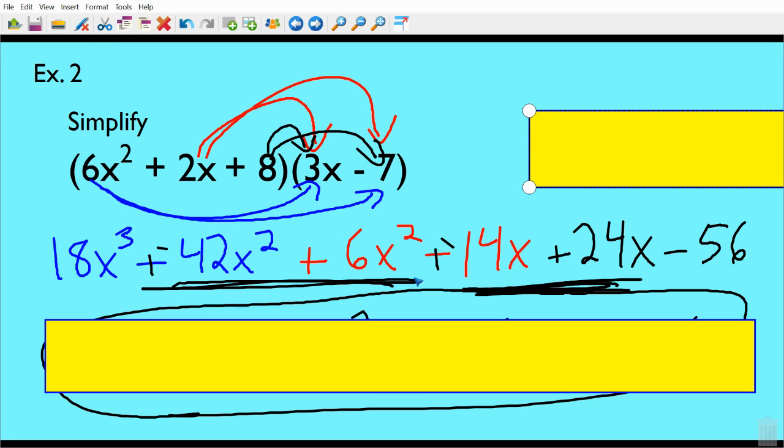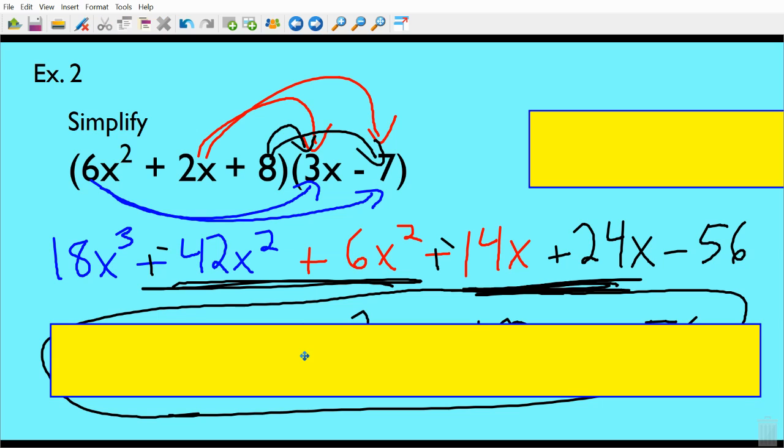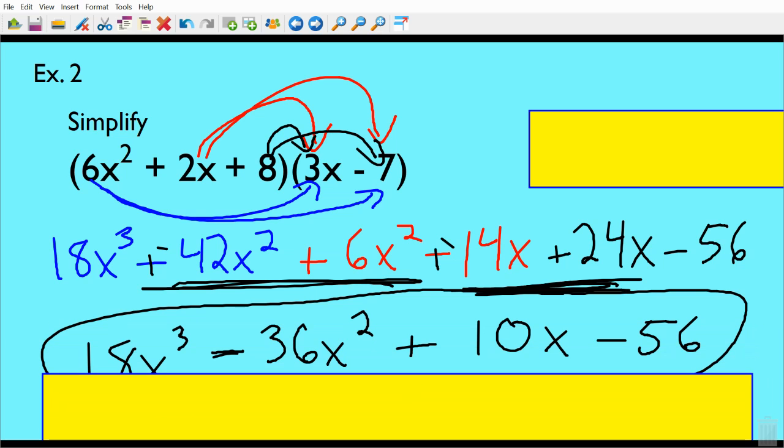Then you have like terms. You have the x squareds to combine. Here, negative 42x squared plus 6x squared, think of it as 42. You want to know the difference, but the bigger one's going to get the negative here. So 42 minus 6 is 36, but it's going to be negative 36x squared. And then 6x squared minus 14x again. What's the difference? The difference is 8, and the negative is the stronger of the two, so it's going to have a negative.